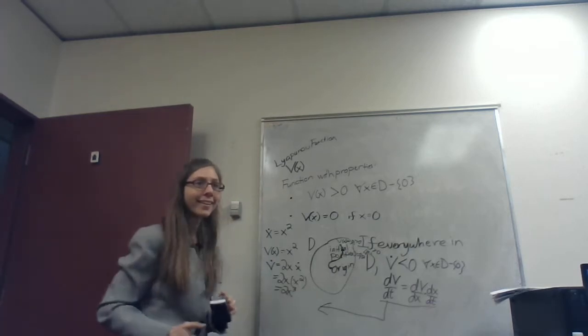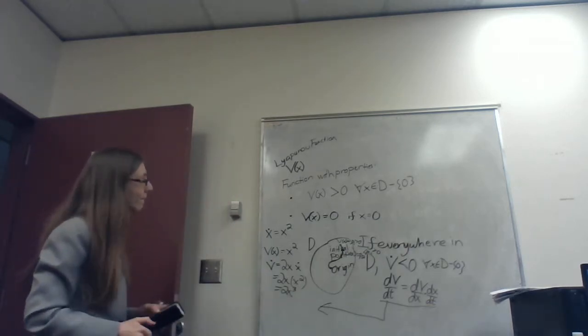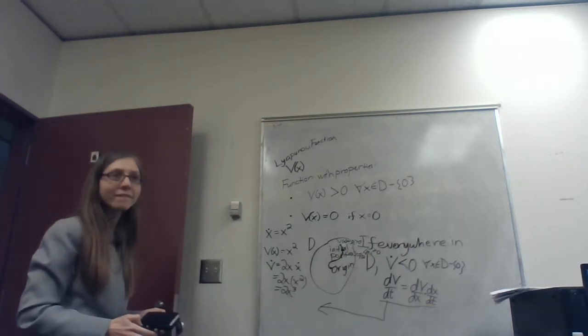Can it work the other way? Like if V of x is less than 0 and dV/dt is greater than 0, I think it works?